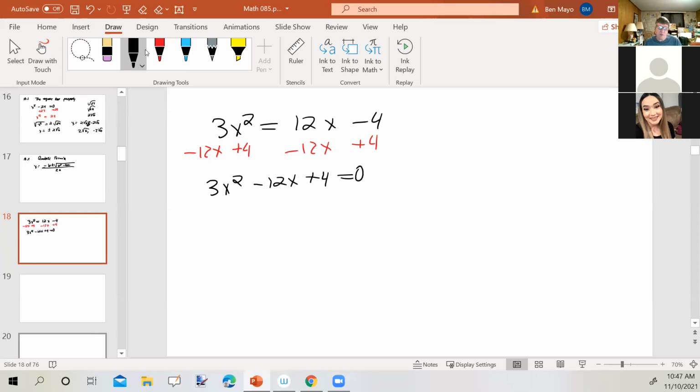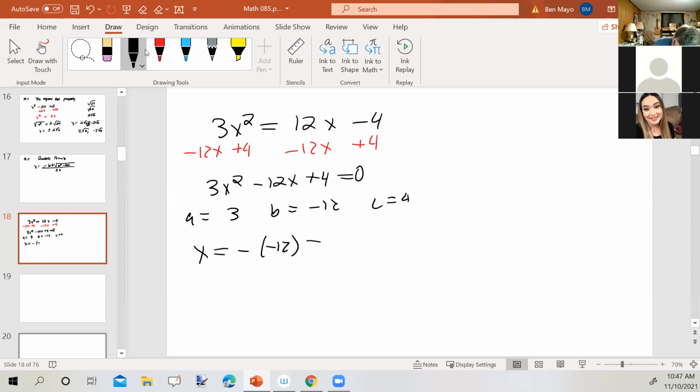If we have decimals, we can multiply both sides by a 10 or 100 or 1,000, whatever it takes to clear the decimals. If we have fractions, we can multiply both sides by the least common denominator to clear the fractions. If the numbers are all large and seem to have a common factor, sometimes we can divide out, like if everything's even, divide everything by 2. And then we identify A, B, and C and plug them in.